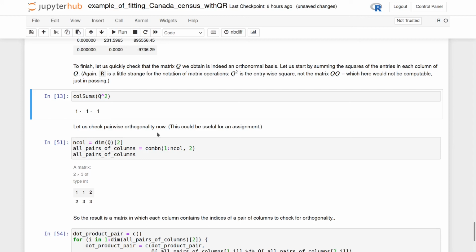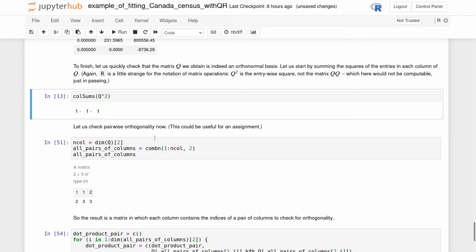And now let's check pairwise orthogonality. So this should remind you of assignment 3, which perhaps you haven't looked at these notes yet and you'll be a little frustrated, but I also don't want to give out the solutions right away. If you're looking at assignment 3, you're asked to check linear independence. That would be about the same as what we're going to do. What we want to see here is that we have orthogonality.